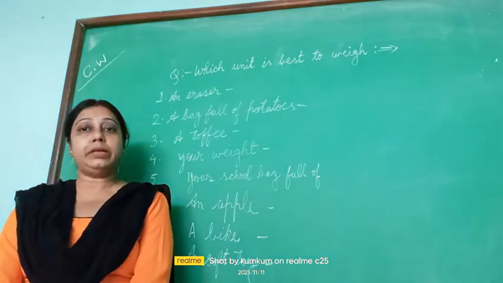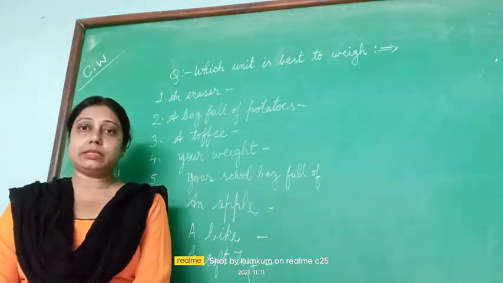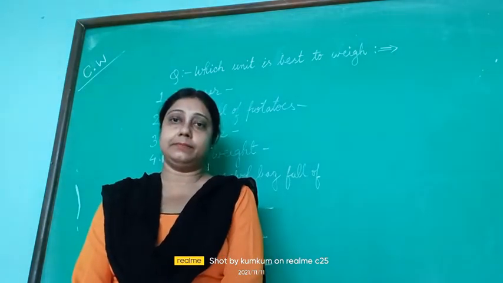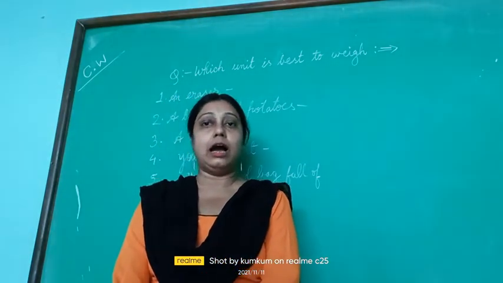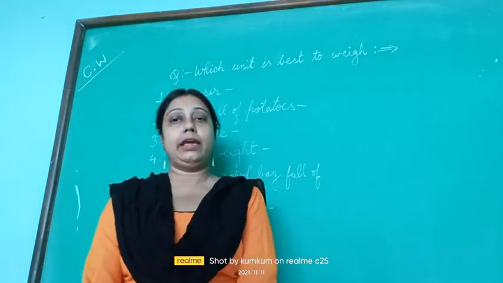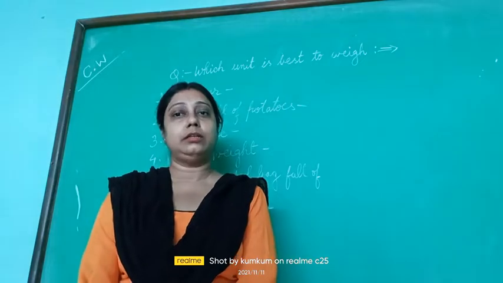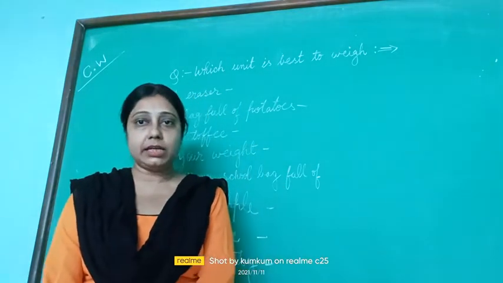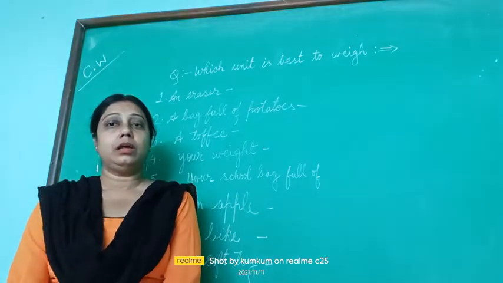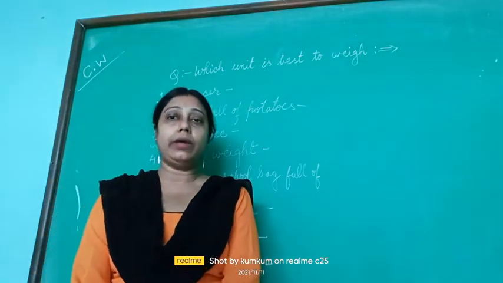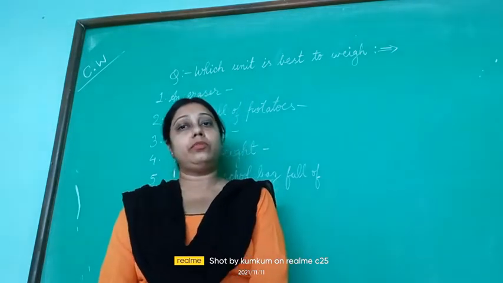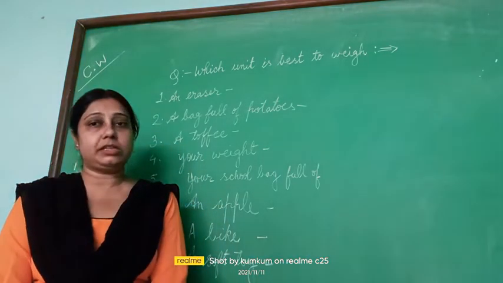Now, we know to measure anything using standard units, things are measured in kilograms and grams. Very small quantities are measured in grams and heavy quantities are measured in kilograms. Kilogram is written as kg in short, gram is written as g in short. Measurement is used to see how heavy or light the object is. So, we use some standard units to measure things.